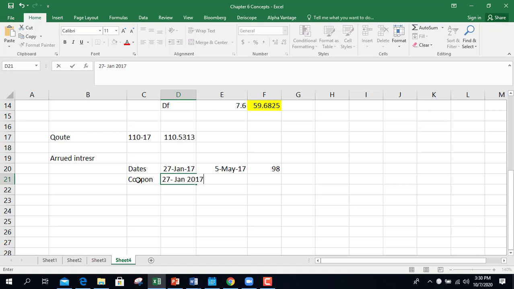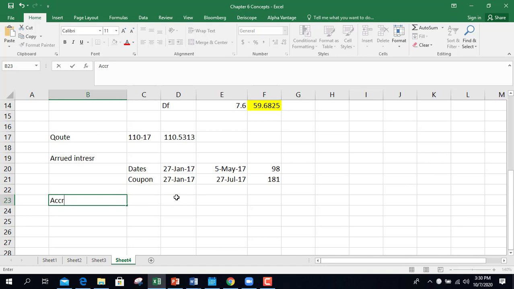2017 to July. So the next coupon is going to be paid in July, 27th July 2017. So if you just drag it, 181. So what would be accrued interest?